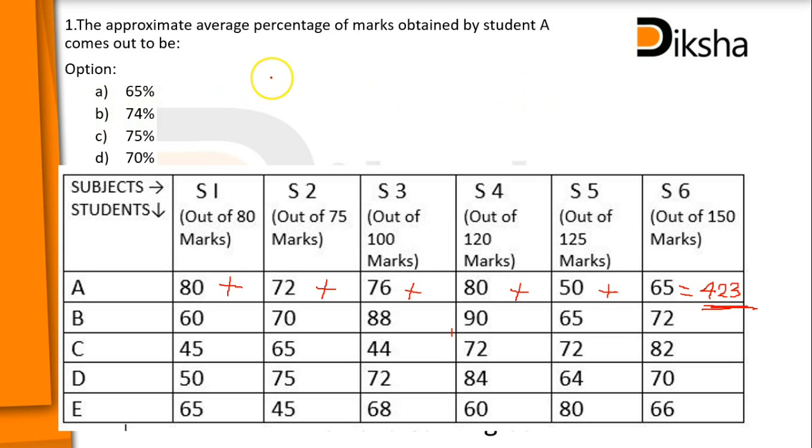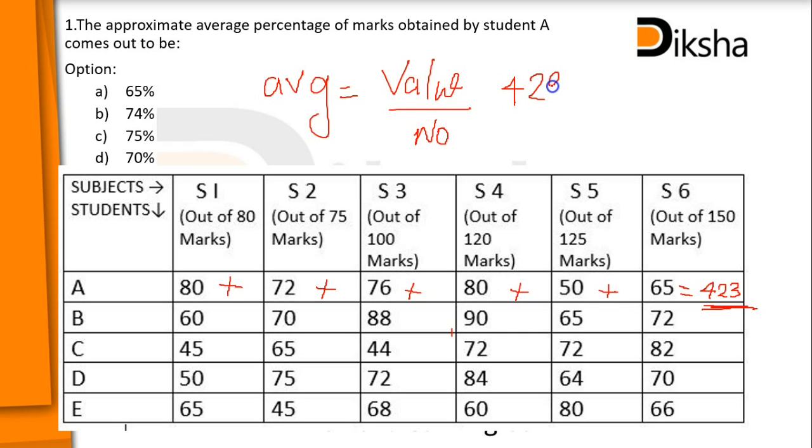The question is the average percentage of marks. You know that average is equal to the total value divided by the number. Here the total value is 423. The total number of subjects is 6, so 423 by 6 gives you 70.5 percentage. Since the question asks for the approximate average, the answer will be D, 70 percentage.